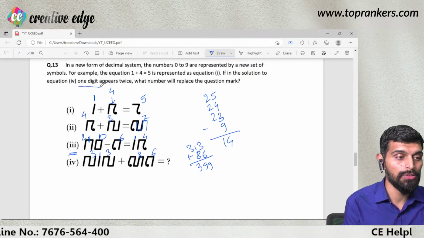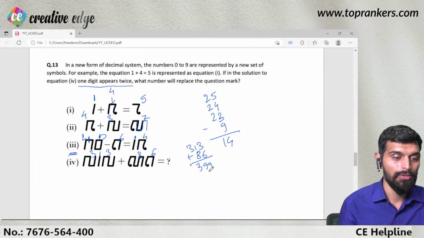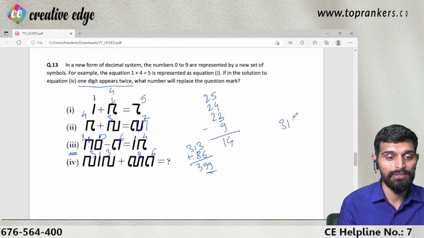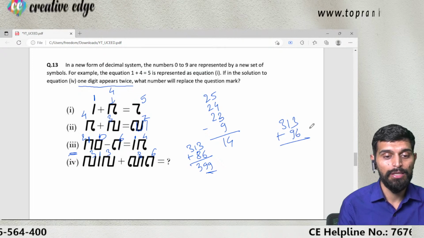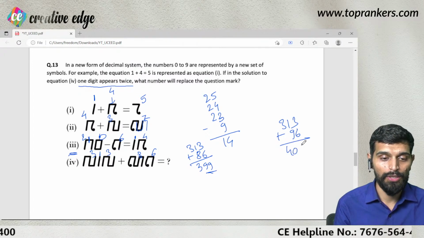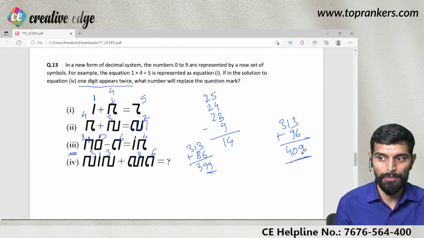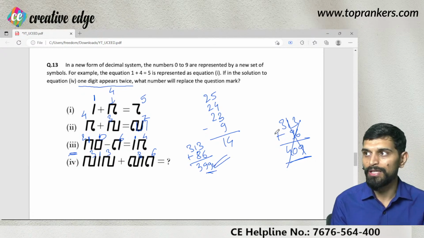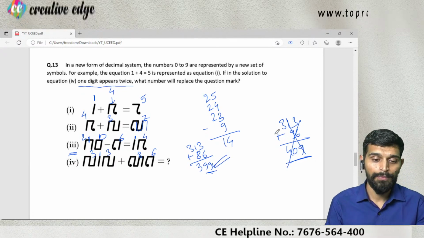Because it reads that one digit appears twice. So that one digit appears twice. If it is 9, then 313 plus 96 giving me 409, and that 409 is not possible. So I can eliminate this one and the answer will be 399, right?